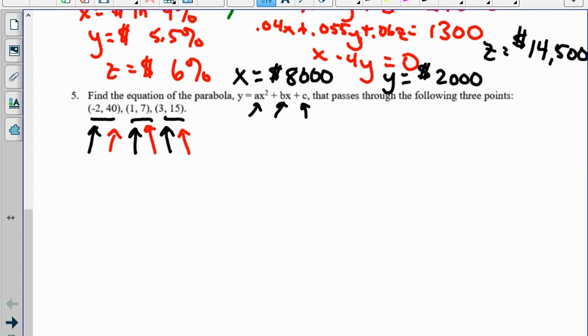So if I take -2 and I substitute it in for x, -2 squared is 4. -2 just regular is -2. So I have 4a minus 2b plus c, and that gives me 40. So again, I'm just taking this -2 and substituting it in for x everywhere. That leaves me with a, b, and c.